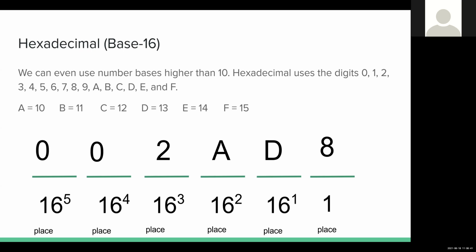So binary is more used in data representation just because it's less complex, and you can write any number in terms of ones and zeros.